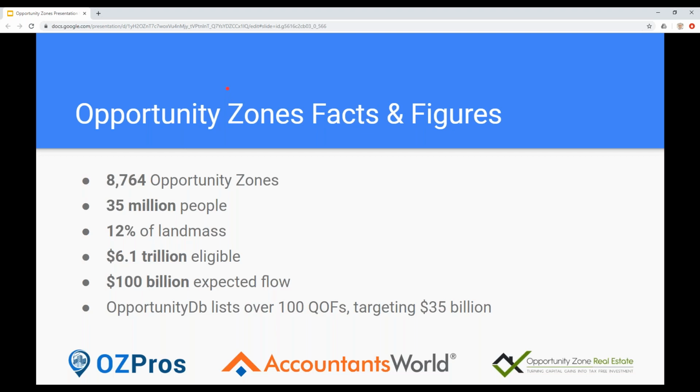Again, this is a capital gains tax incentive. That $6.1 trillion figure is capital gains unrealized as of the end of 2017. So that number has likely ballooned since then as the stock market has gone up. The Treasury Department has said that they expect $100 billion to flow into this program over its lifetime, which would dwarf a lot of other tax incentives. My website, the Opportunity Database, lists over 100 qualified opportunity funds targeting $35 billion already, and there are likely hundreds more beyond that that are not publicly raising outside capital and are not actively marketing themselves. So this is a very large program.